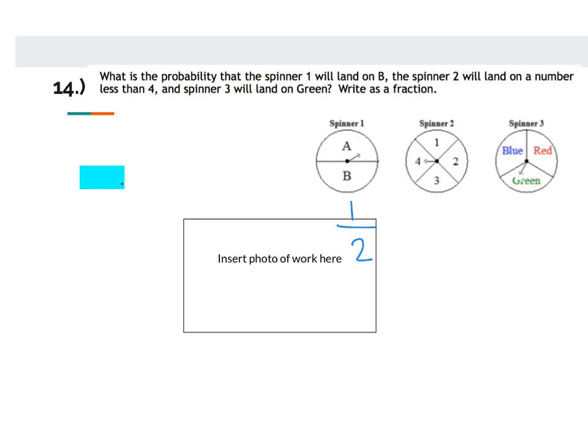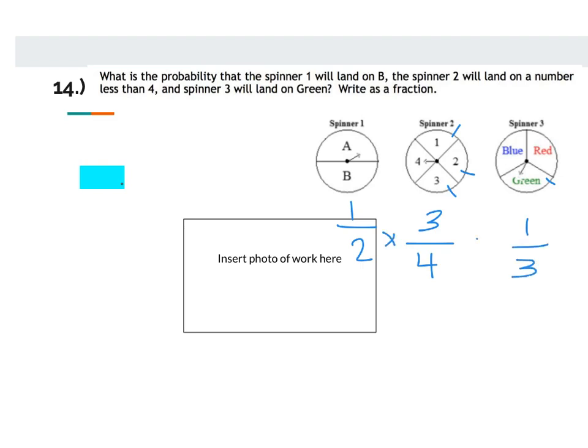For spinner 2, what's the chance it will land on a number less than 4? Okay, how many numbers on spinner 2 are less than 4? 1, 2, 3. So 3 favorable outcomes out of 4 possible outcomes. And then for spinner 3, what's the chance it will land on a green? There's 1 favorable outcome out of 3 possible outcomes.